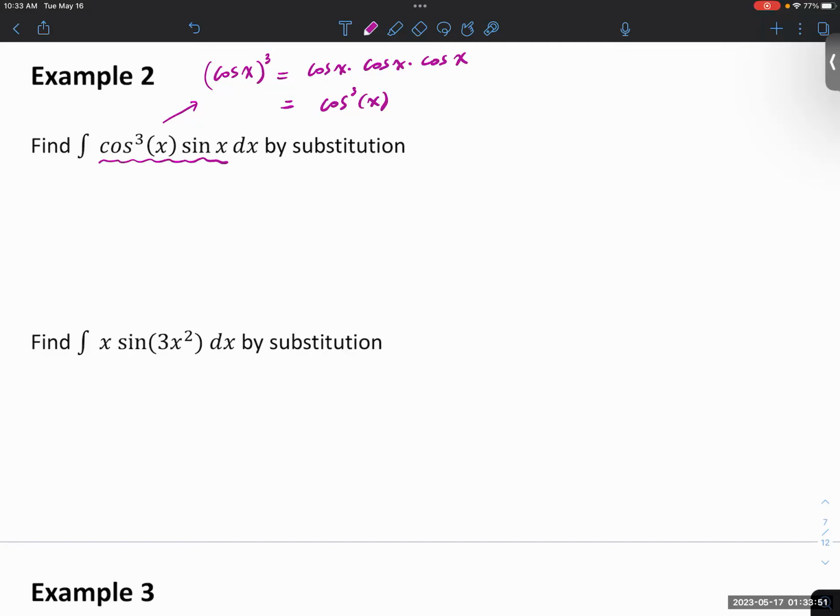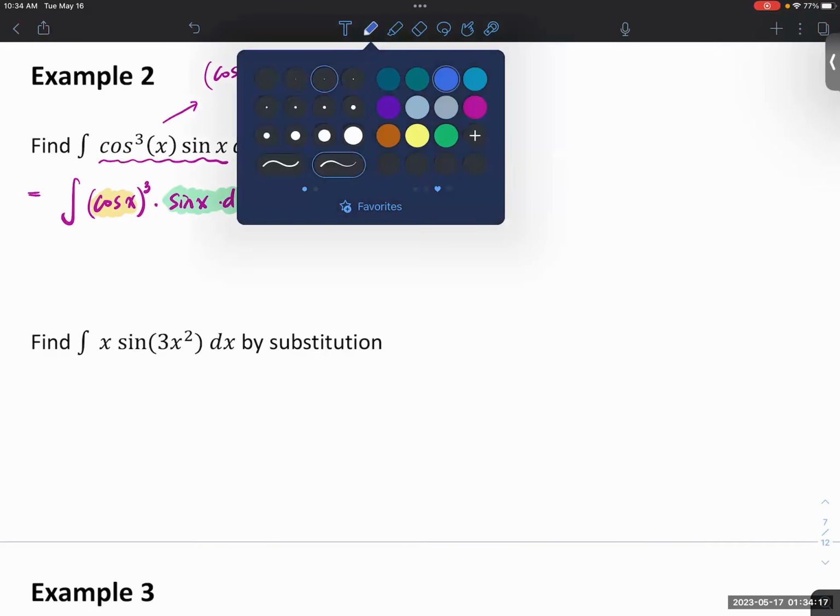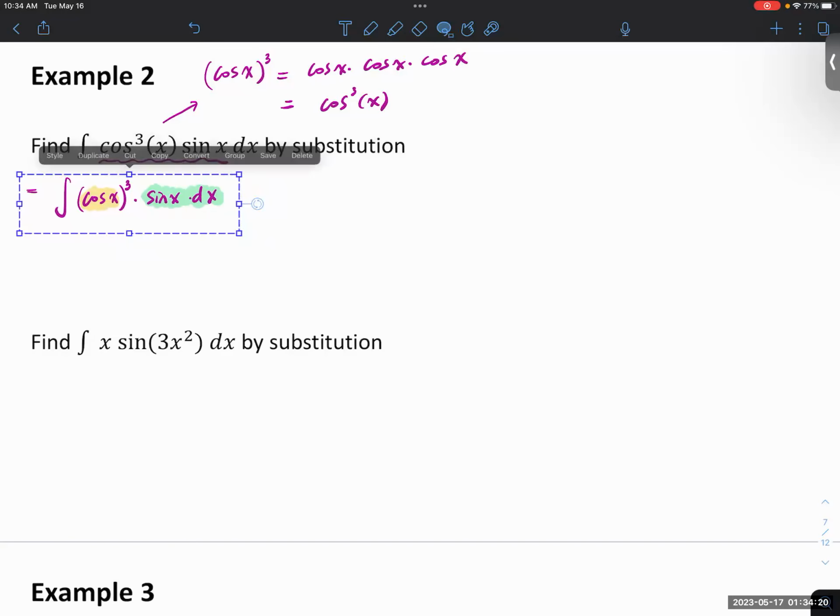Cosine x has been subbed into the cubic function, and there's a multiplication by sine x. So I see cosine x has been subbed. And then you're going to find sine x times dx in terms of the u variable. I'm going to do it exactly that way. So let u equal cosine x, because that's been subbed into the cubic function.